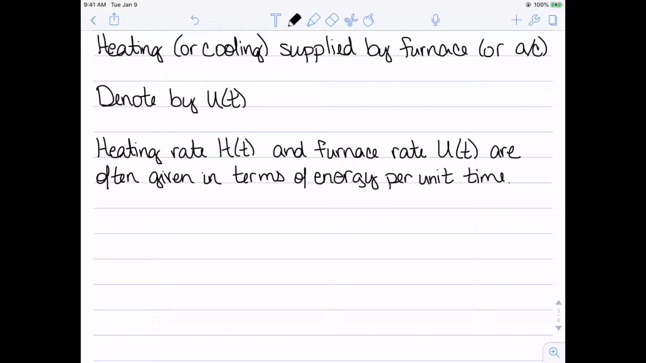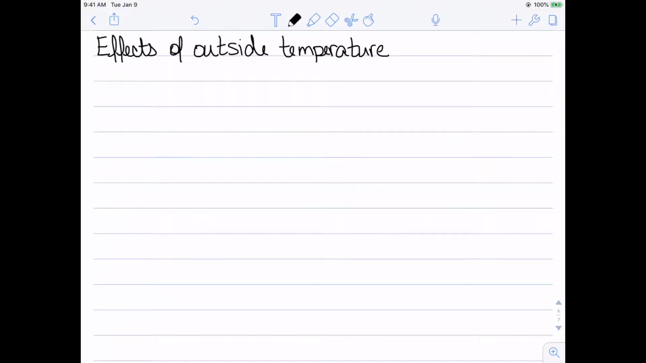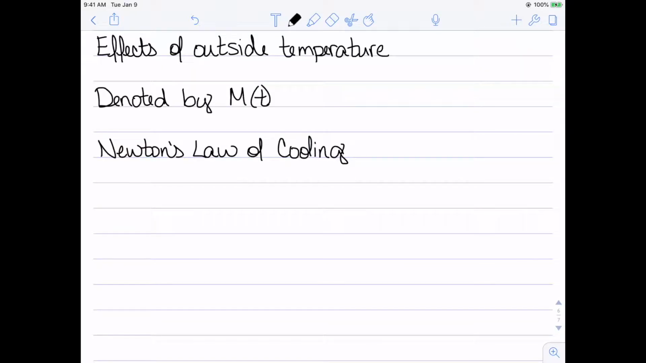Our heating rate and our furnace rate, so H of t and U of t, are often given to us in terms of energy per unit time, such as something like thermal units per hour. We can multiply these by our heat capacity of the building to get these things in terms of temperature per unit time. The third factor we need to consider are the effects of outside temperature, and this is denoted by M of t. And experimental evidence has shown that this part can be modeled using Newton's law of cooling.